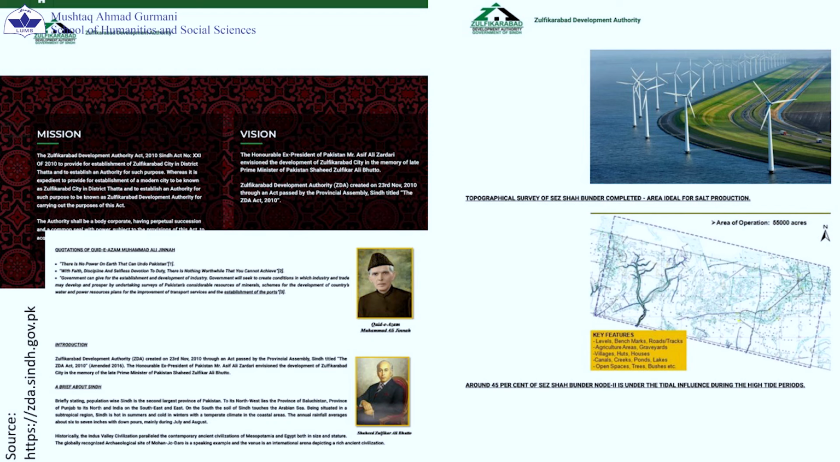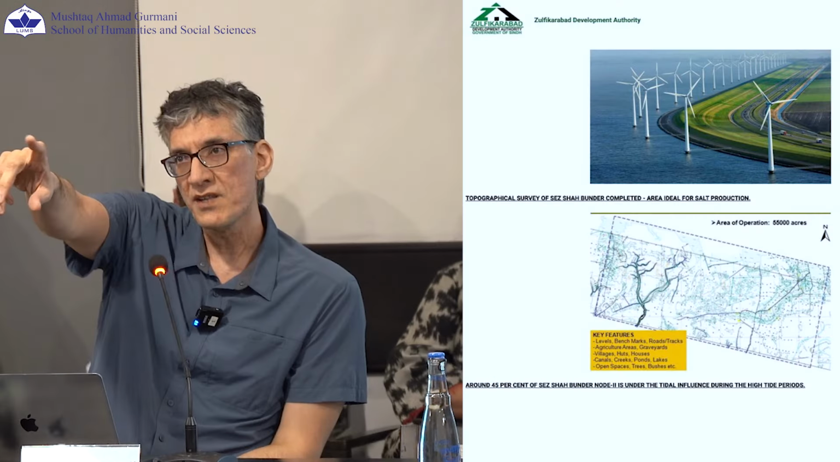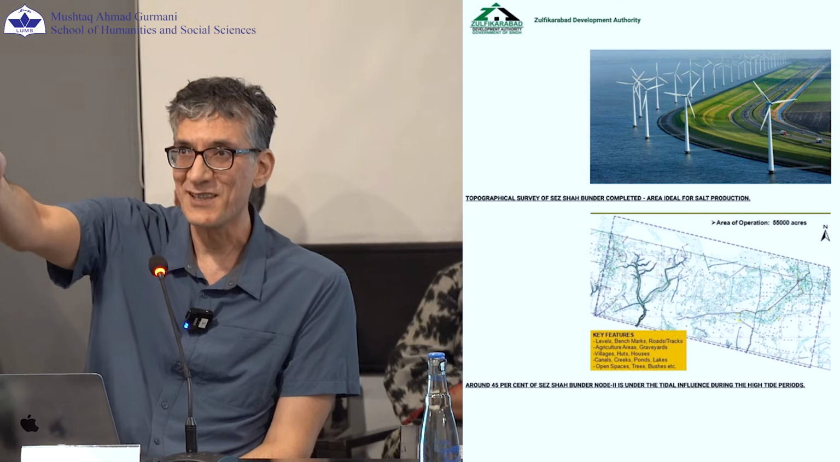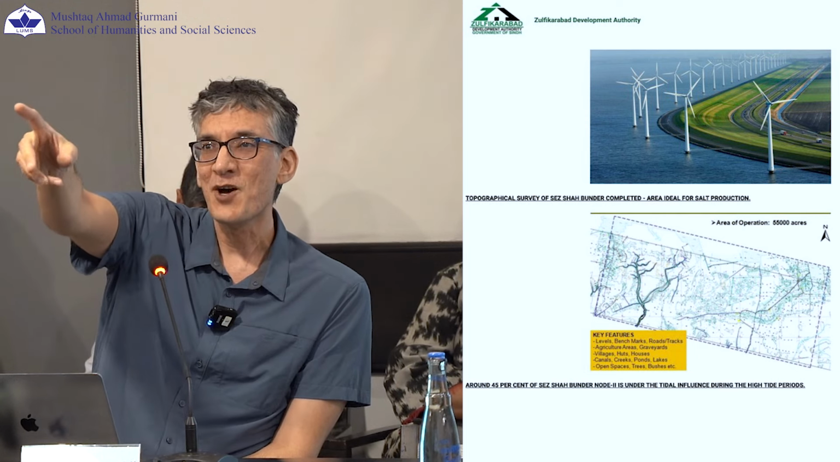This is not terribly deep. I won't spend too much time on this. This is a screenshot from the Zulfikarabad Development Authority. It has the standard nationalist stuff, and given the fact that it references Zulfikar Ali Bhutto, the former Prime Minister of Pakistan, there is unsurprisingly an image of Bhutto as well on the left. But what is especially striking about this image is the way in which they've graphically depicted what will happen to KT Bandar, the Indus Delta region, in the top right image.